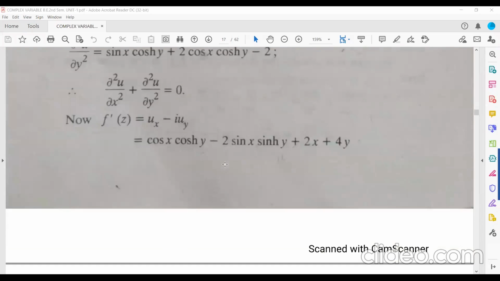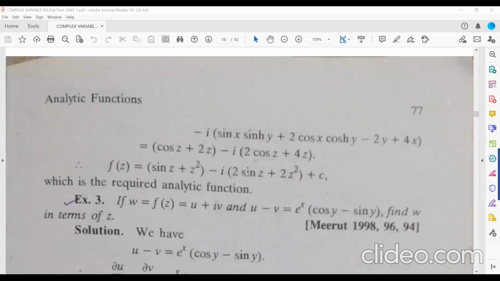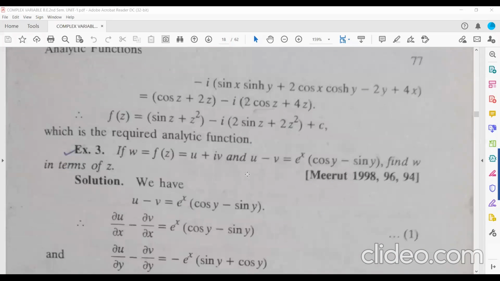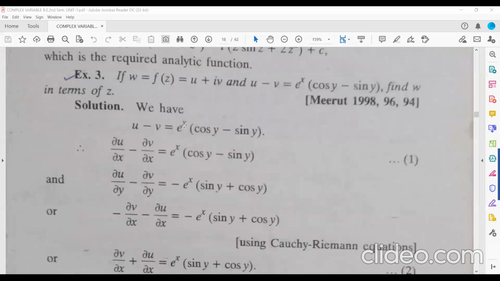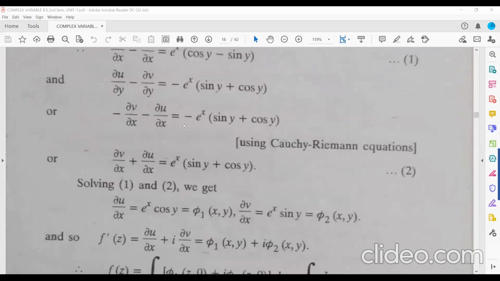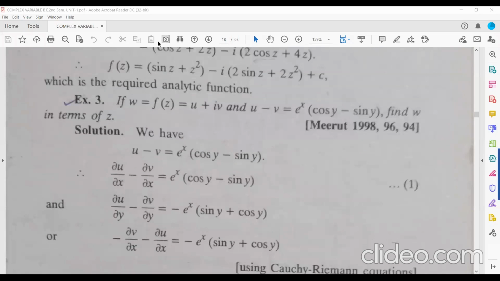And that is also the same. The simple differentiation is there. Okay, just see this problem. This is a different kind of problem.